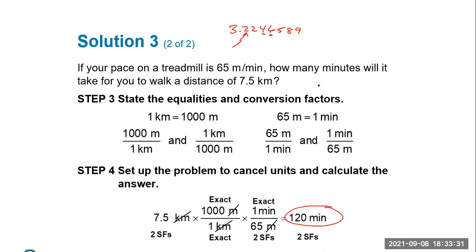120 written like that would have only 2 significant figures because remember that 0 at the end would not be significant because there's no decimal point in the number. If you wrote 120 and put a decimal point there, then that one becomes significant and would have 3 significant figures. But without any decimal point written in the number anywhere, all the zeros that come at the end, again, are not considered significant.